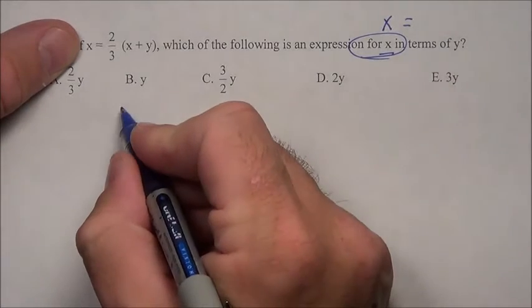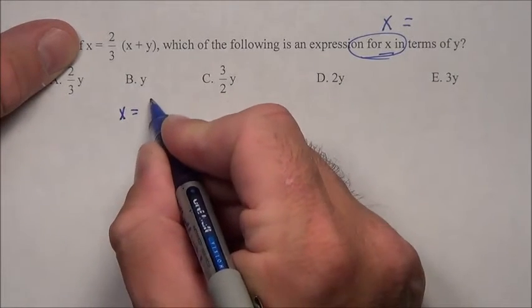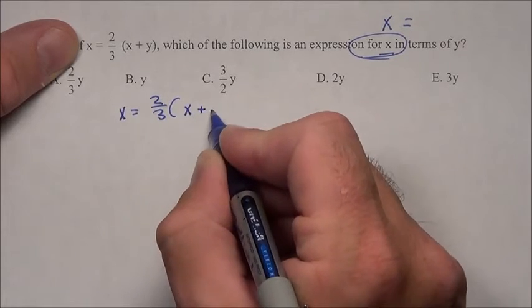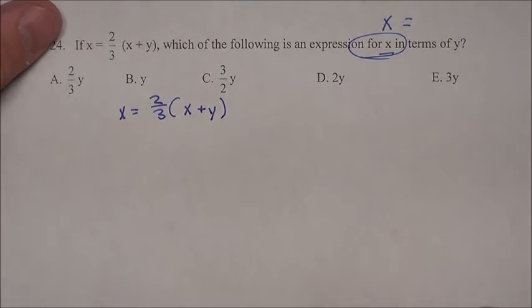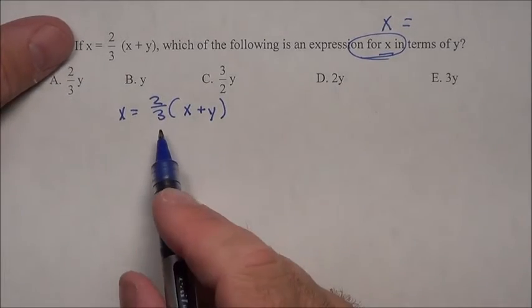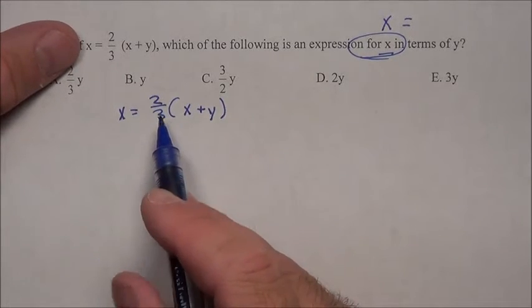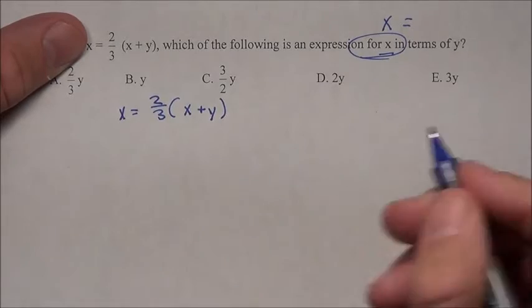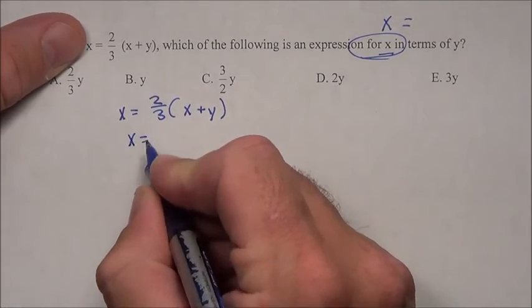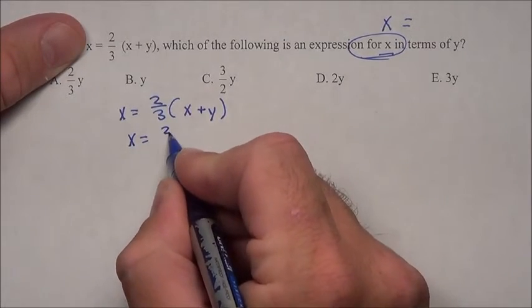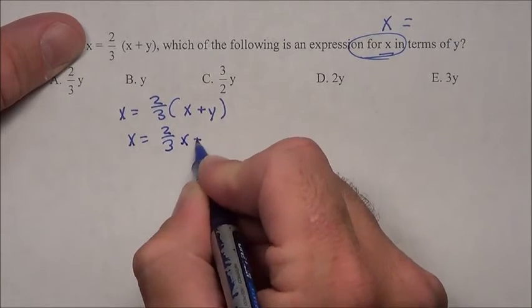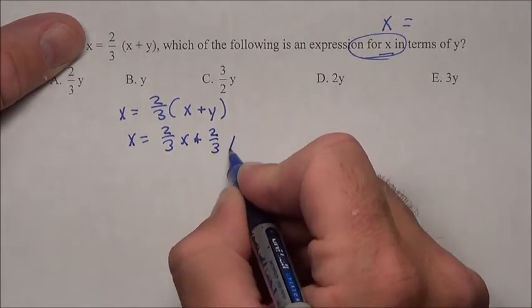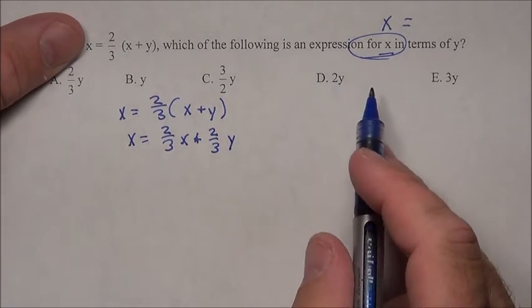So let's go ahead and write the equation. X is equal to 2/3 times x plus y. Now, there's a couple ways to do this. As most of you students would do, you'll distribute the 2/3 through. No big deal. I can do that. X equals 2/3 through to an x is 2/3 x. 2/3 through to that y is going to be 2/3 y. Now again, we're trying to get x by itself.